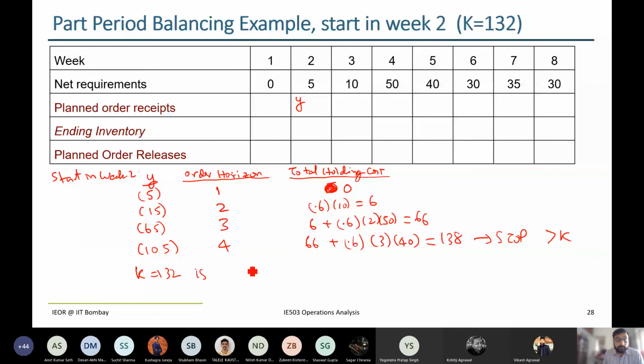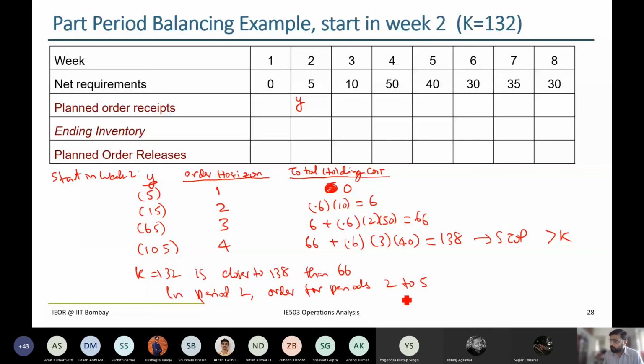We stopped when it's greater than K, but then we find that 132 is closer to 138 than 66. I'm getting 132 somewhere here, right? So I look at the previous number and the next number. Looks like it's closer to 138. So we decide that in period 2, order for periods 2 to 5. So through that I can just set y equal to 105.